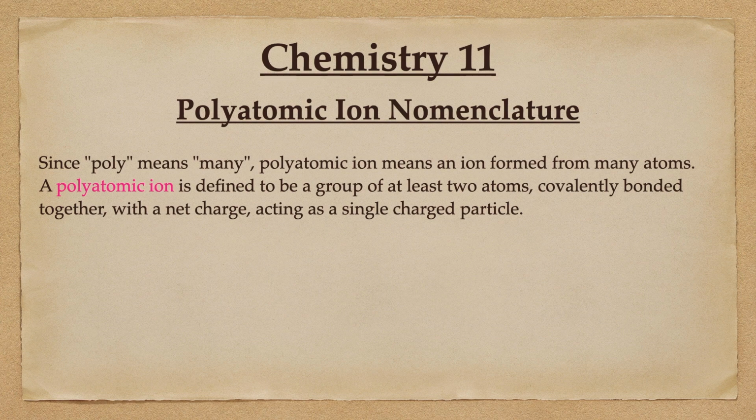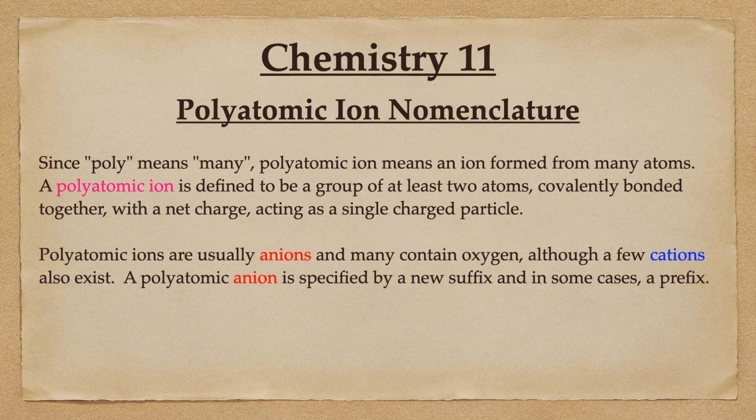Those 4 examples dealt with simple ions. Next, we'll deal with polyatomic ions. Since poly simply means many, a polyatomic ion refers to an ion formed from many atoms bonded together. The definition of a polyatomic ion is a group of at least 2 atoms covalently bonded together, carrying a net charge and acting as a single particle.